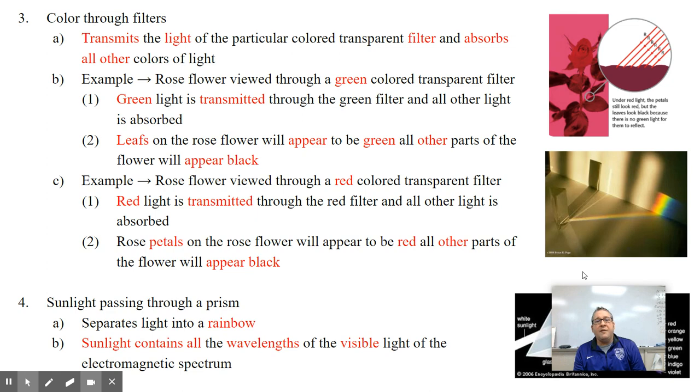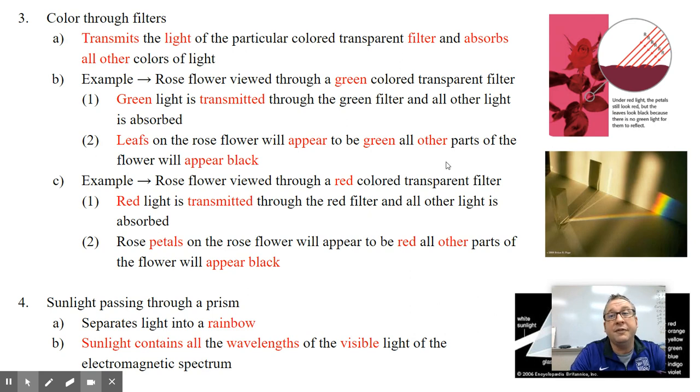So oftentimes we can use filters when we are trying to obtain various color combinations. Colors through filters: what these do is they transmit the light of a particular color, and a transparent filter is going to absorb all other colors of light. For example, the rose flower viewed through a green colored transparent filter. The green light is transmitted through the green filter, and all the other light is absorbed. Leaves on the rose flower will appear to be green. All other parts of the flower appear to be black.